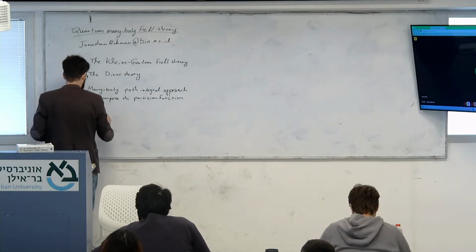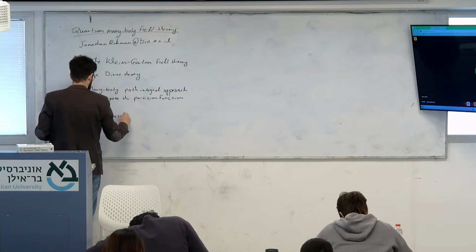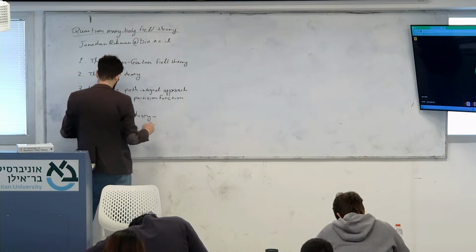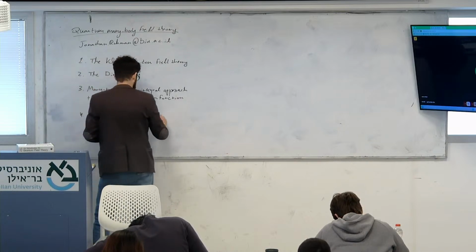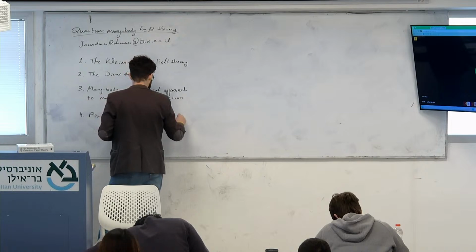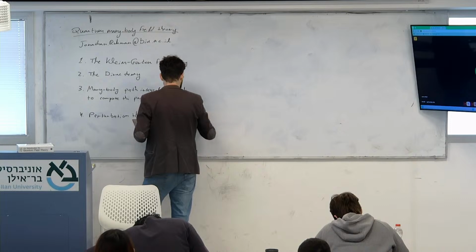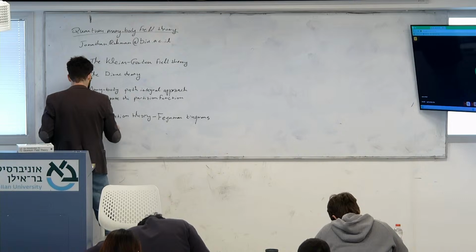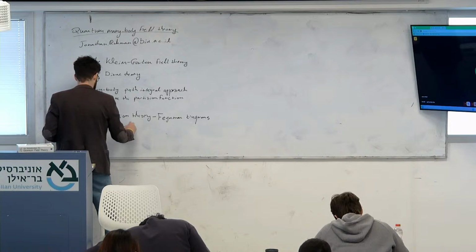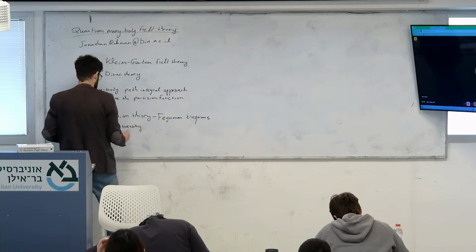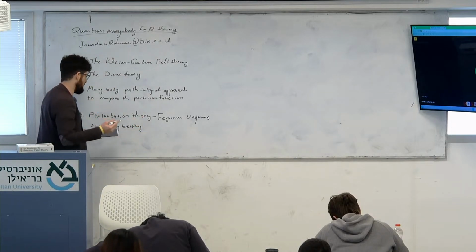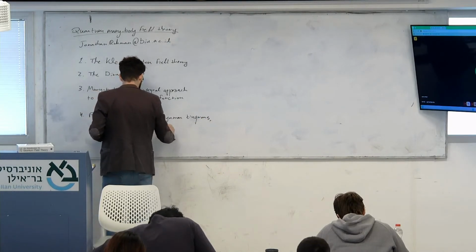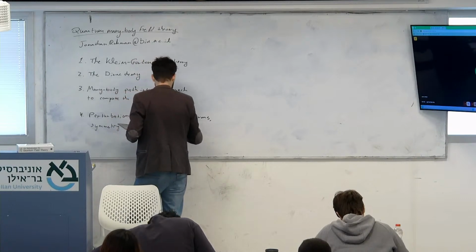Then we're going to do perturbation theory. And this includes Feynman diagrams, symmetry breaking, although symmetry breaking is not exactly perturbation theory, but it will connect nicely, and disordered field theories.